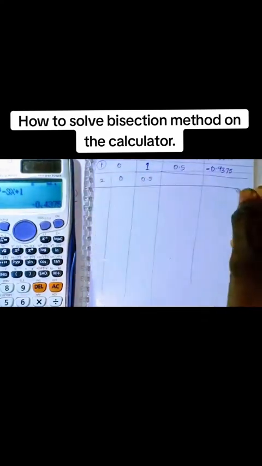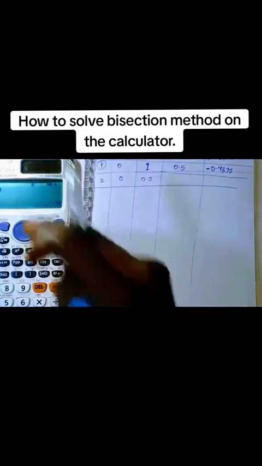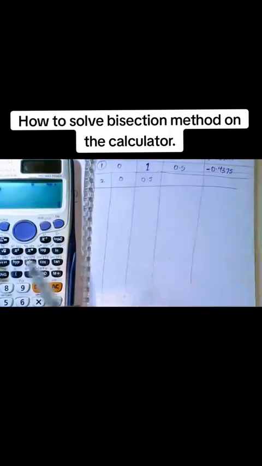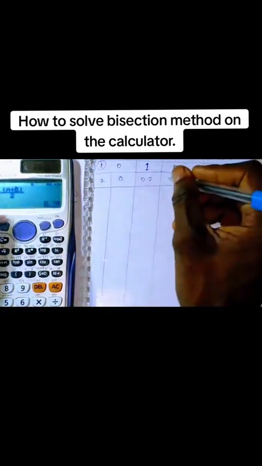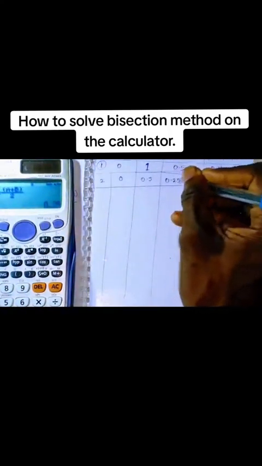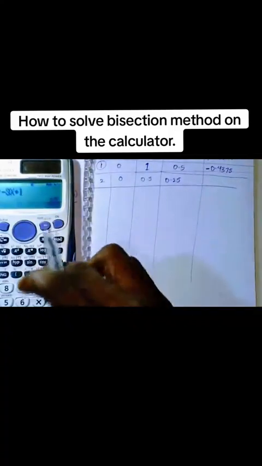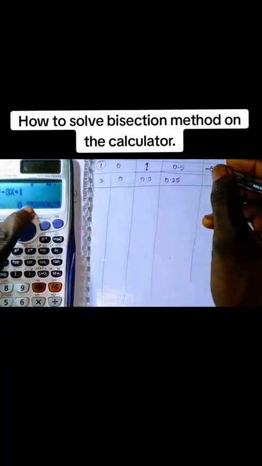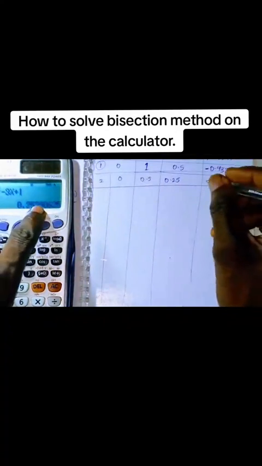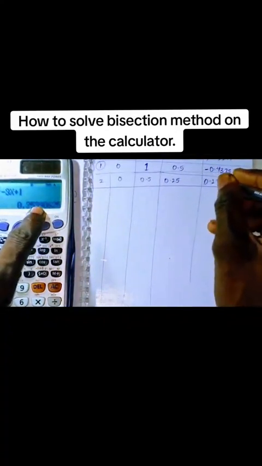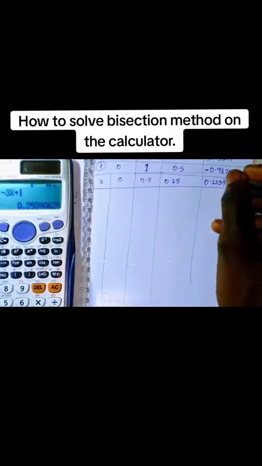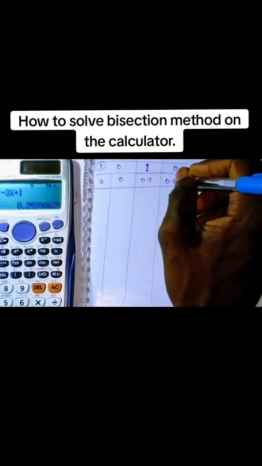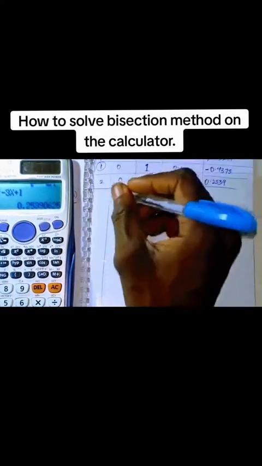Second iteration. What do you have to do again? Just press your equals to sign. What's your A? Your A is still 0. What's now your B? Your B is 0.5. Equals to again. Then it gives you the next value which is 0.25, and when you press equals to again, it gives you the next value which is 0.2539. Let's use 4 decimal places now. So 0.2539 is a positive number, which means our 0.25 will be under the positive part.